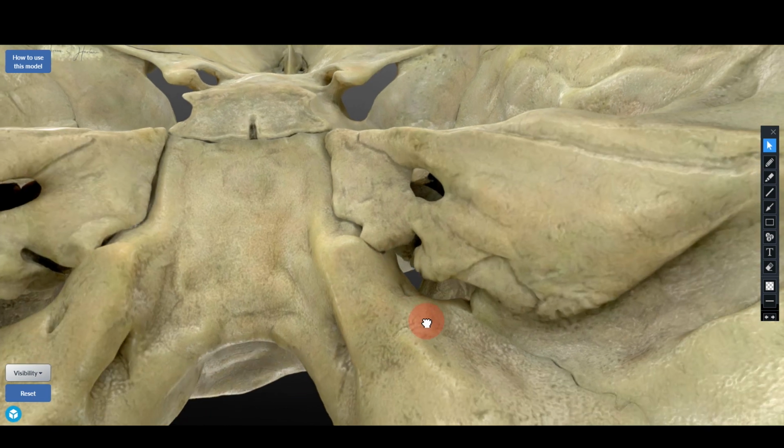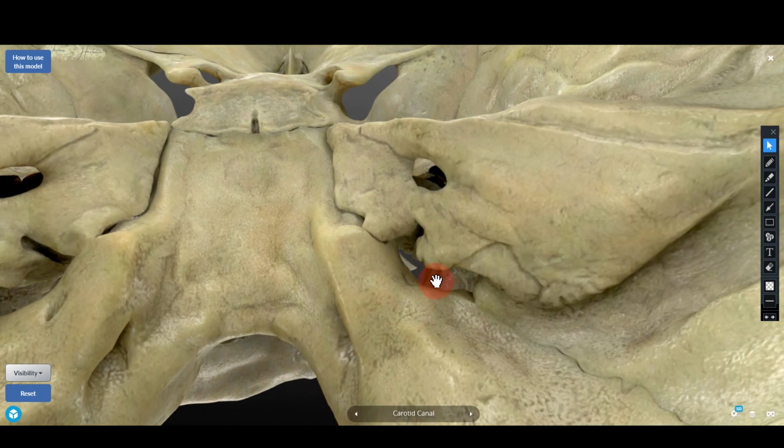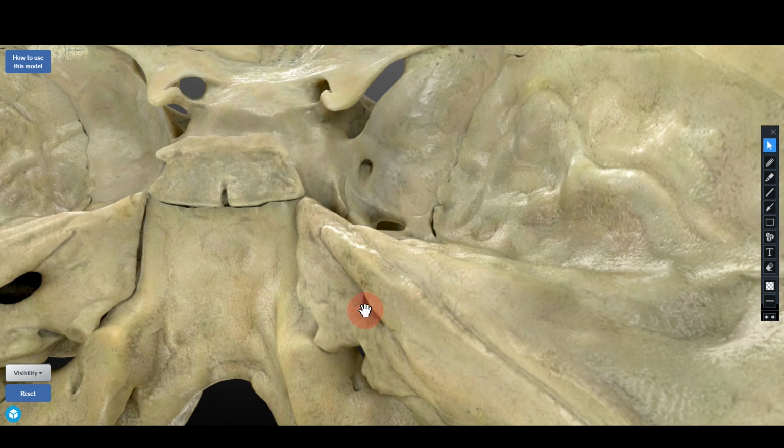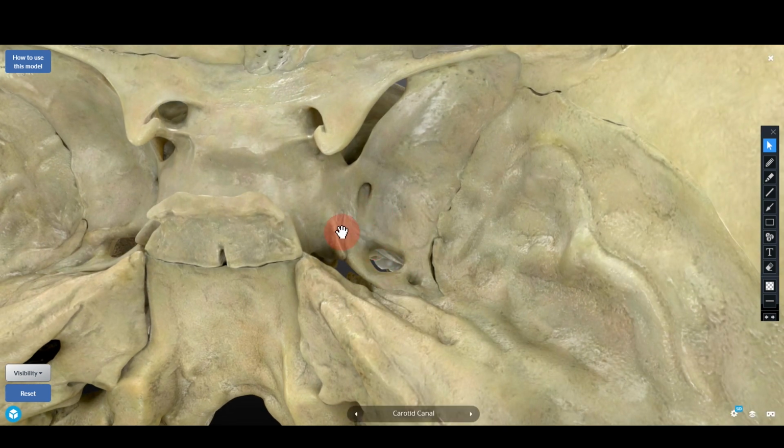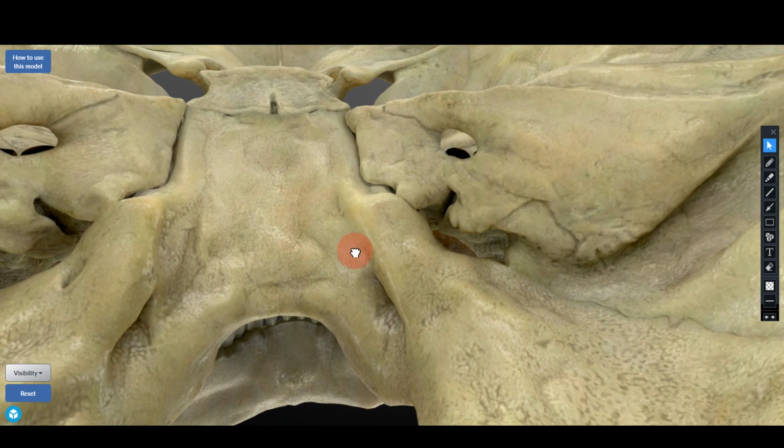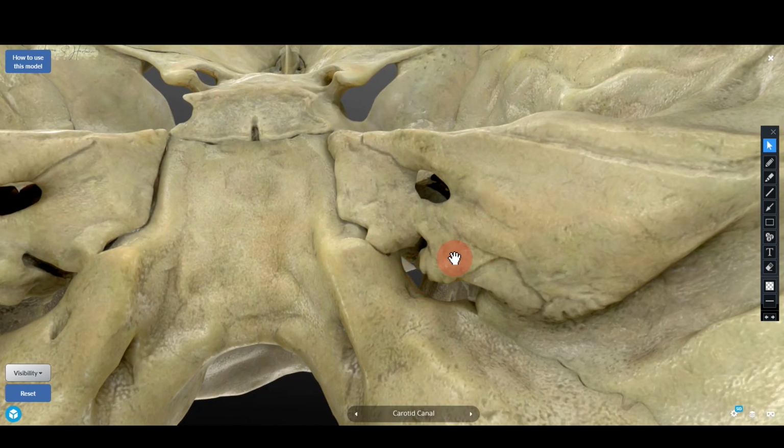Okay, this is the occipital bone and this is the temporal bone. Both of them together create the jugular foramen. The jugular foramen is not an opening in a single bone, unlike all these. This is seen in the temporal, this is seen in the sphenoid. Unlike that, the jugular foramen is found between the temporal and the occipital bone.